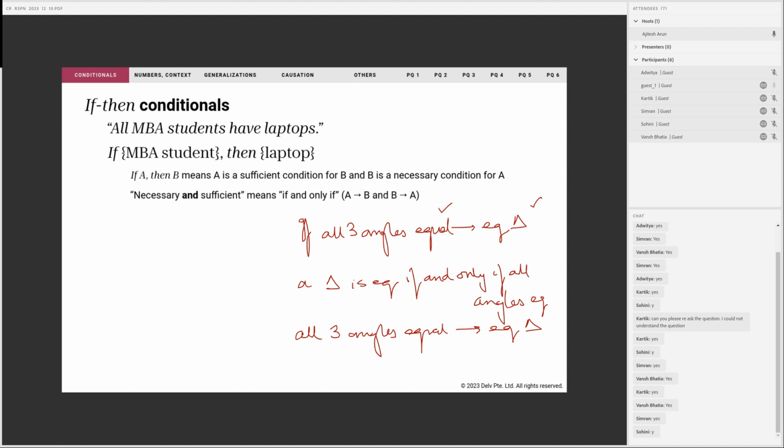But here's the thing, we can also go the other way. That is, if it's an equilateral triangle, then we can say that all three angles are equal. This happens when we have an if and only if relationship. We can go A to B, but we can also go B to A.